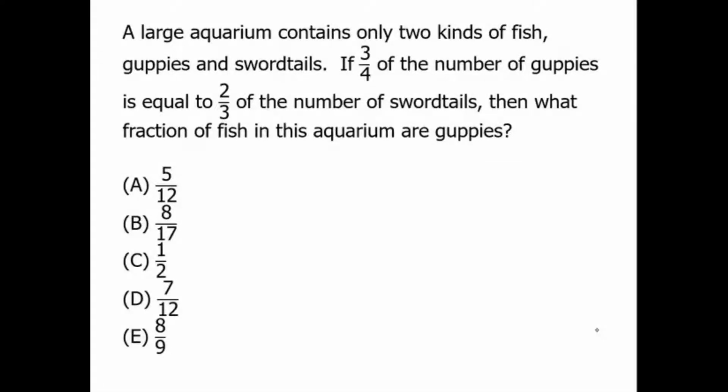A large aquarium contains only two kinds of fish, guppies and swordtails. 3/4 of the number of guppies is equal to 2/3 of the number of swordtails. Then what fraction of the fish in the aquarium are guppies? So I'm going to use G as guppies and S as swordtails. And just to translate the first part of that second sentence into math, 3/4 G equals 2/3 S.